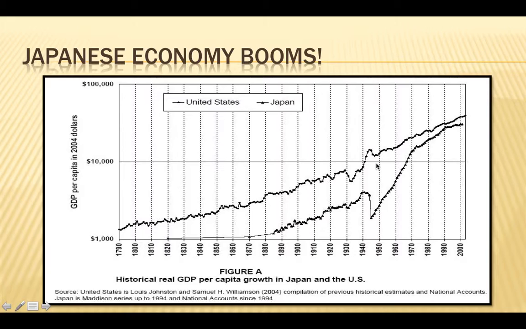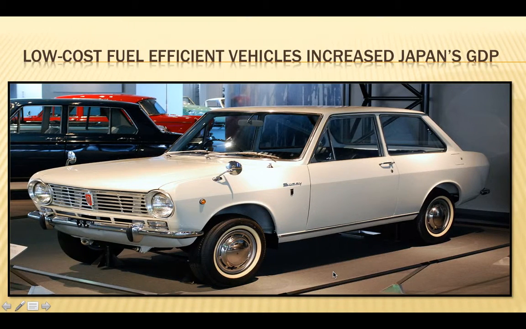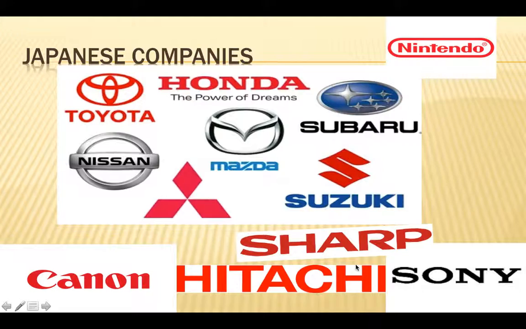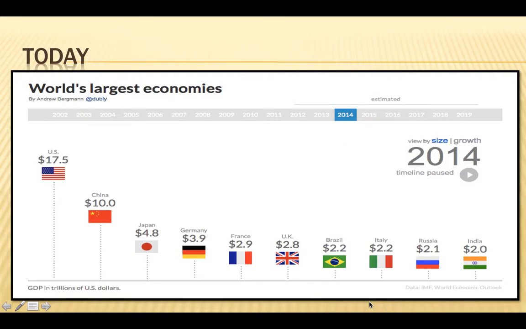So this is where we're seeing the economic boom. United States and Japan growing very, very quickly. Things that are made in China or in Japan, cars. These are companies that are still around today, most of them. Okay, Japan becomes one of the world's largest economies. Look at them right there below the United States and China.